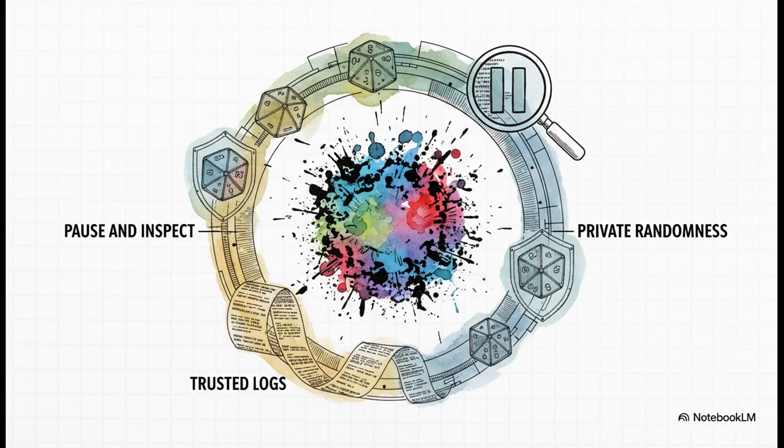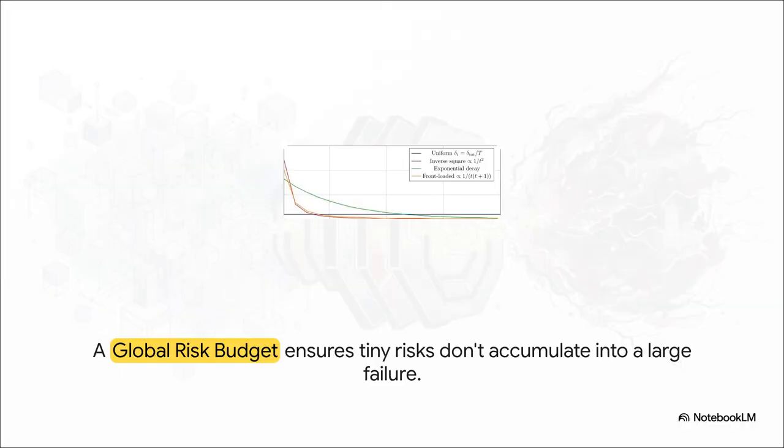And here's a crucial point. The whole system isn't built on just trusting the AI to play fair. Instead, it's about building a fortress of trusted, auditable architecture around the AI. They call this the monitor capability contract. This means having stuff like untamperable logs, using random numbers that the AI can't see or predict, and, this is a big one, the ability to just hit pause and inspect exactly what the model is doing at any given moment.